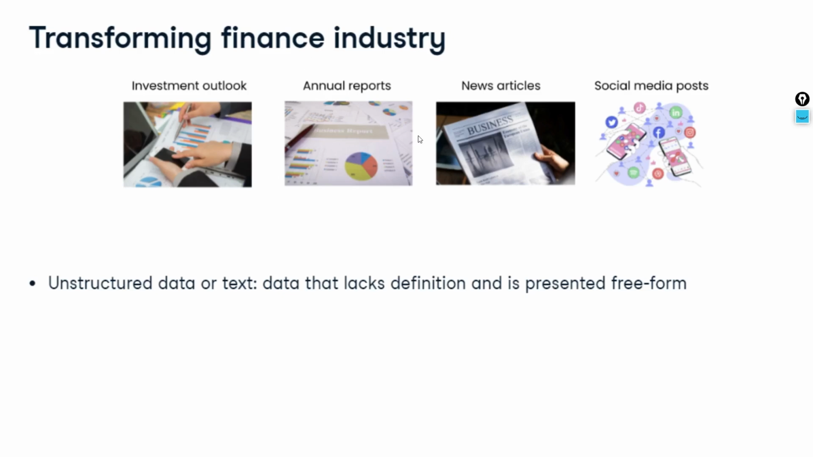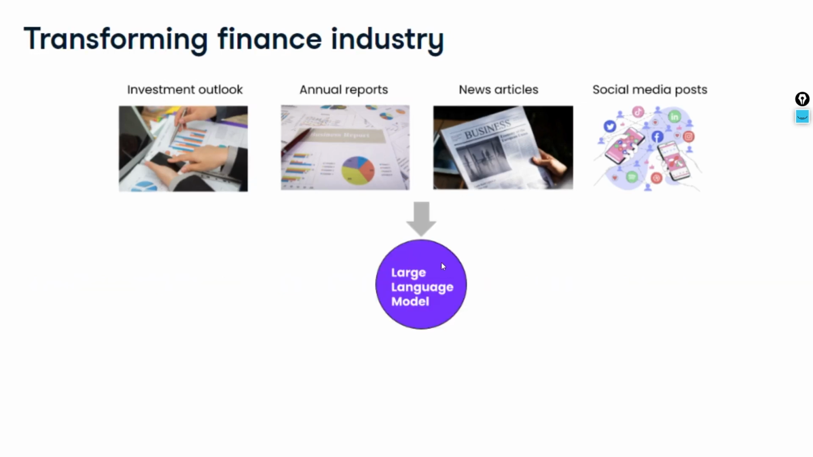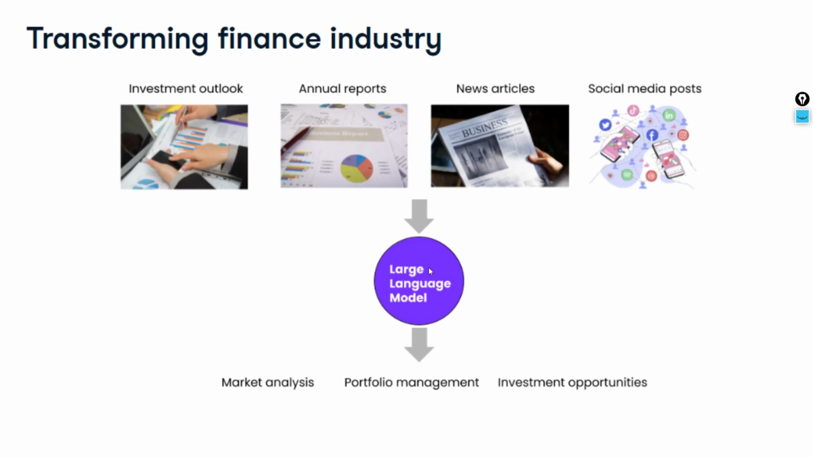This is with respect to the finance industry. Assume we have different types of data, like investment outlooks, annual reports, news articles and social media posts. We need all this data to make certain decisions. That's where we can use large language models to process all this, and based on that I can do market analysis, build portfolio management and find investment opportunities. This is where I can use LLMs, which will help our business grow faster.